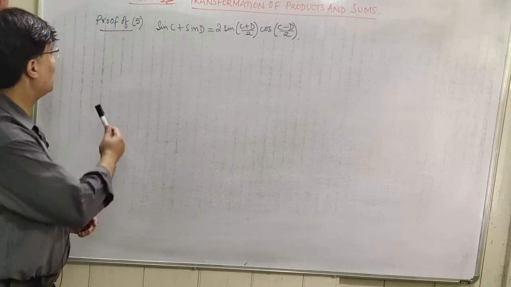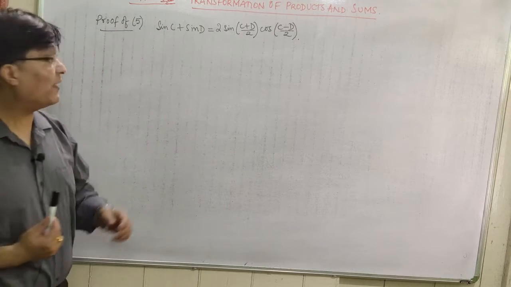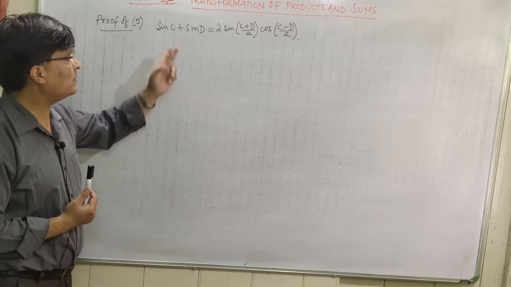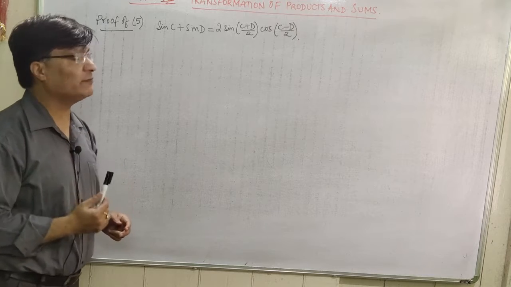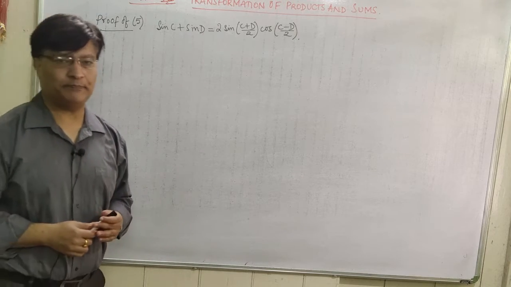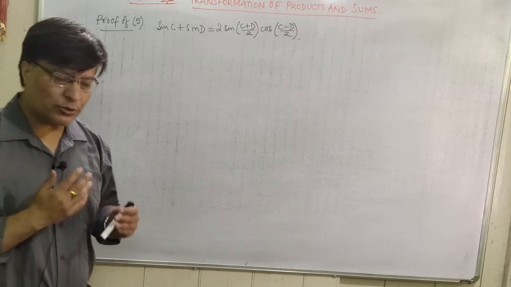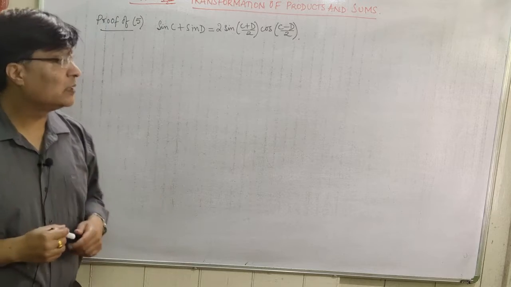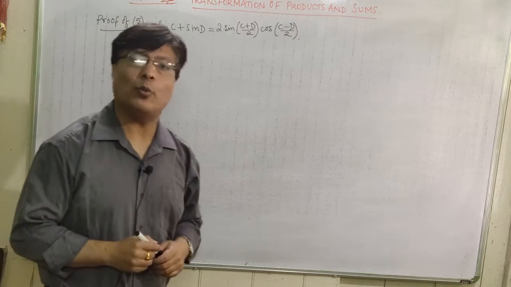So now we will prove this formula number 5. So what was formula number 5? It is sin C plus sin D is equal to 2 sin of (C plus D) by 2 into cos of (C minus D) by 2. So how can you prove it? We cannot prove it from left hand side or right hand side, but you should know the formula. That is, we can prove this formula from formula number 1.